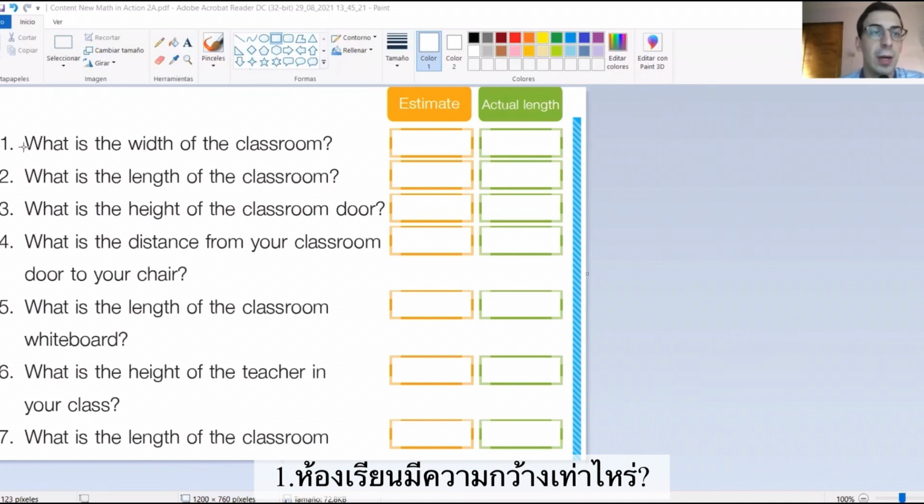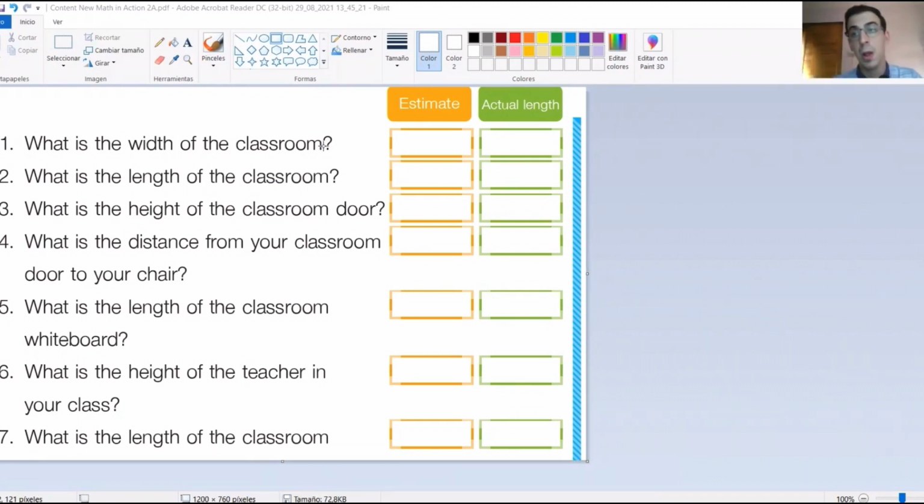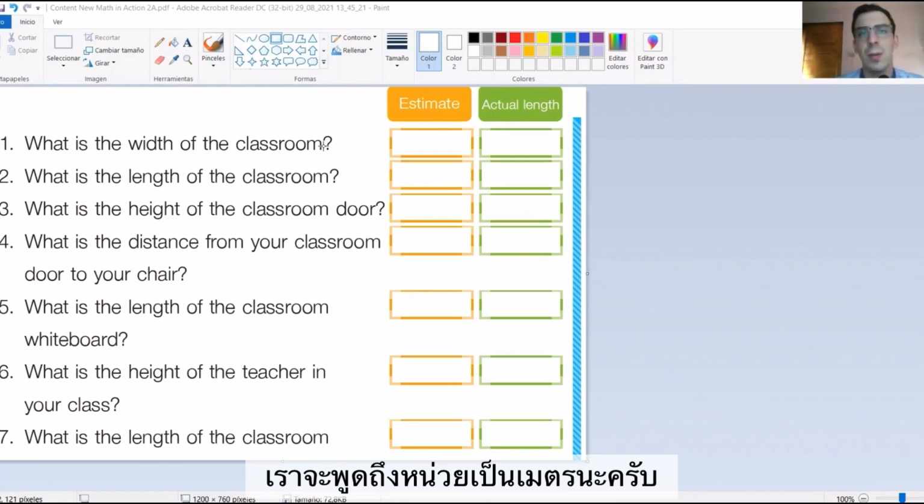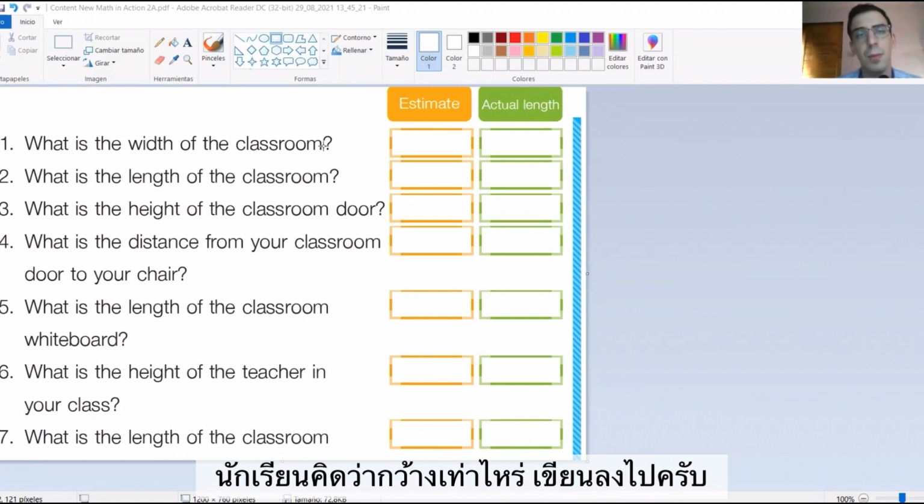Here it is talking about what is the width of the classroom. If you put yourself in front of the classroom, how do you think is the width? The width is the ความกว้าง, okay? How long do you think it is? You can talk about meters, not centimeters, okay? How many meters do you think it is? Write down, please.